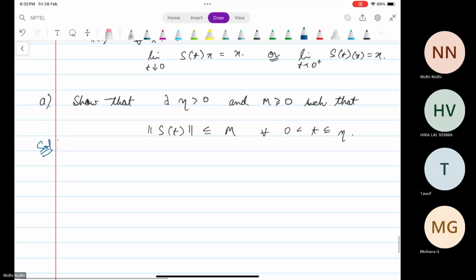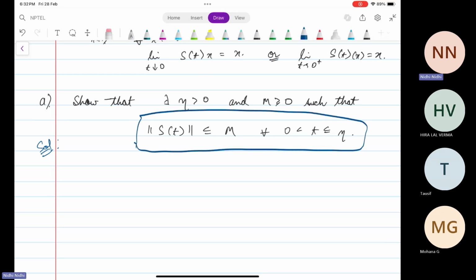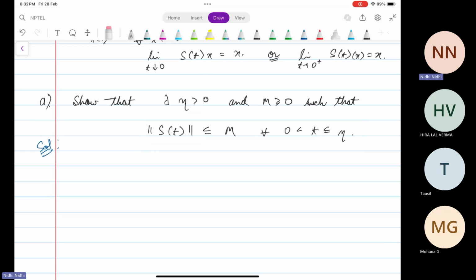Solution. Suppose this does not hold. That means I can find a sequence Tn which decreases to 0, and for that Tn, this norm Stn is unbounded. So what is this saying? According to this statement, whenever t goes near 0, our collection norm St is bounded. If this does not hold, then we can find a sequence tn decreasing to 0, but the corresponding norm Stn is unbounded.